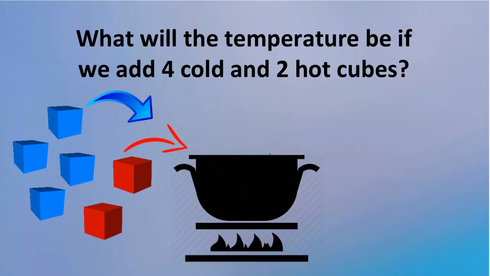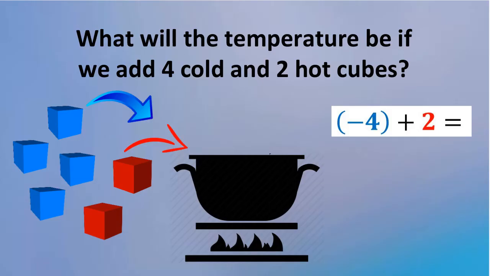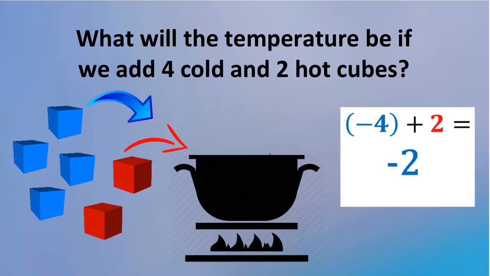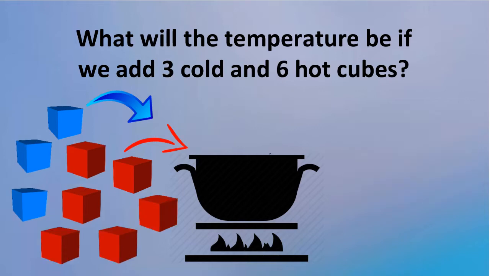What if I add more cold cubes than hot cubes? What if I added 4 cold and 2 hot? Do you see that my soup would be cold? Here's the equation. Negative 4 for the cold cubes plus positive 2 for the red cubes. 2 red and 2 blue cancel out, but then I still have 2 blue cubes, meaning my temperature is now negative 2 degrees. Your turn to try it now.